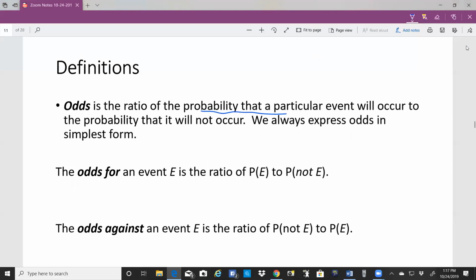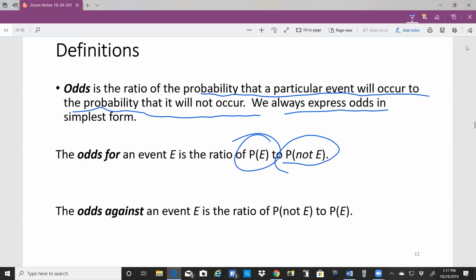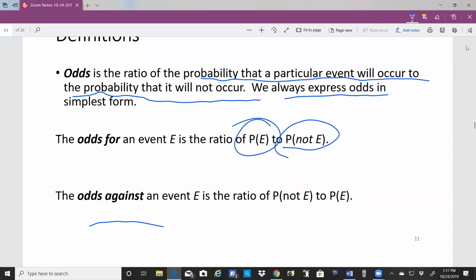But anyway, the definition is pretty straightforward. It's a ratio of the probability that a particular event will occur to the probability that it will not occur. And we'll always express the odds in simplest form. So we calculate the probability of the event and divide it by the probability that the event will not occur. And then the odds against an event is a ratio of the probability it won't occur to the probability it will. So if the odds for an event were 5 to 1, the odds against it would be 1 to 5.